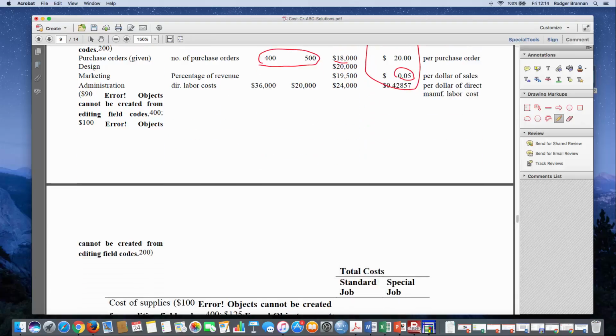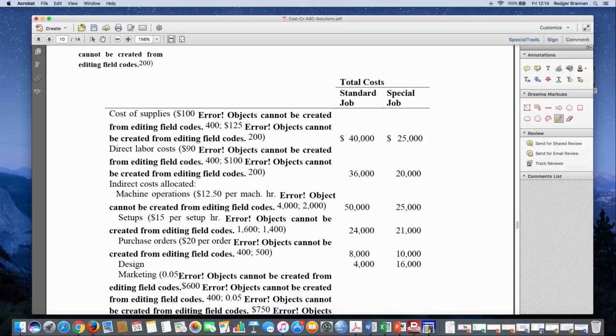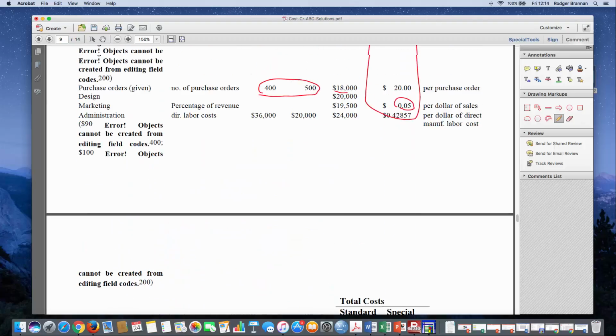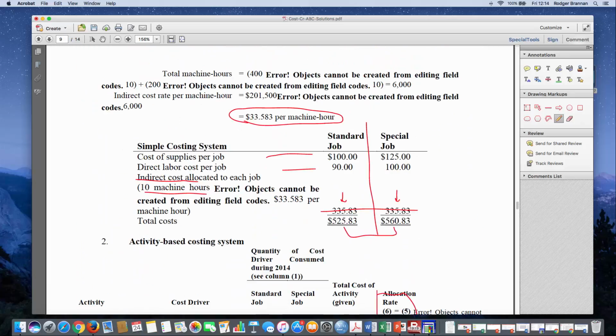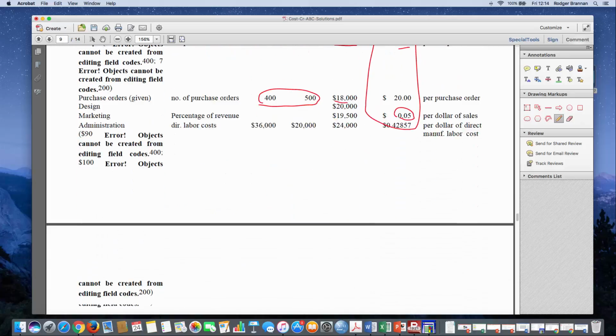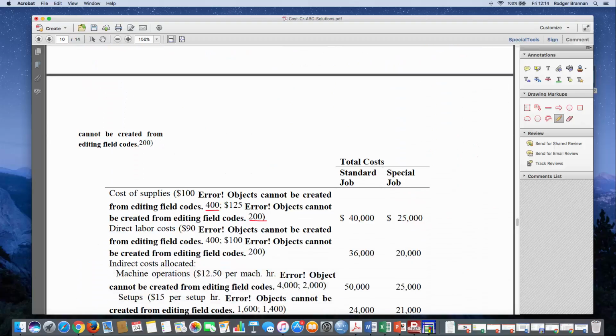So now once I have the rates, I go through and look at each particular job. The cost of supplies here is going to be based on, if we go back up here, the application rate for supplies, which is machine hours. And the machine hours are 400 and 200 hours, respectively. So at $100 per hour, I'm going to apply 40,000 and 25,000, or excuse me, 125.